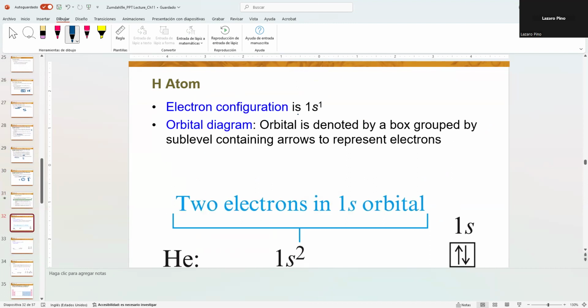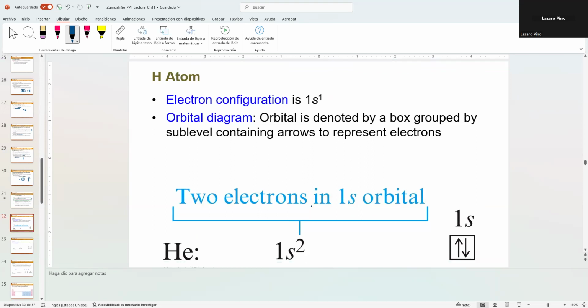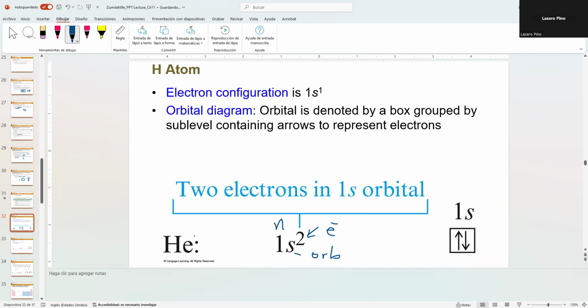information. Electron configuration is 1s1. The orbital diagram uses a notation where 1 is the level of energy, s is the form of the orbital, and this exponent represents the electrons in this orbital. You can also represent, for example, helium, which has 2 electrons in 1s, using this representation, or this way, or this way.